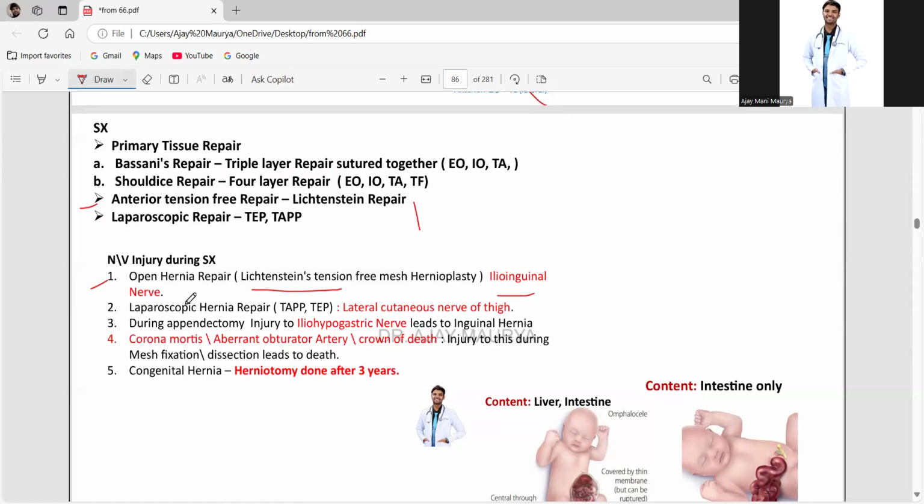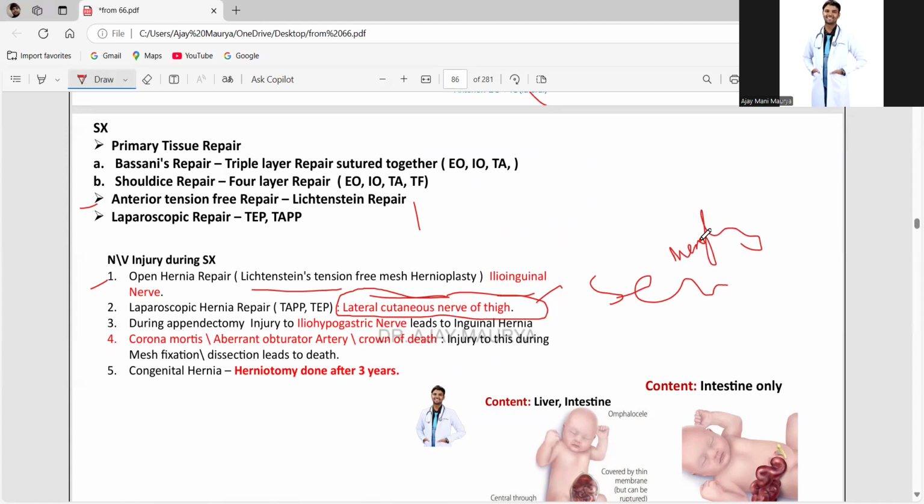Next one is the laparoscopic hernia repair. While doing the laparoscopic hernia repair with TEP and TAPP surgery, the lateral cutaneous nerve of thigh is going to be affected. Here they will give you a tingling sensation, called meralgia paresthetica.